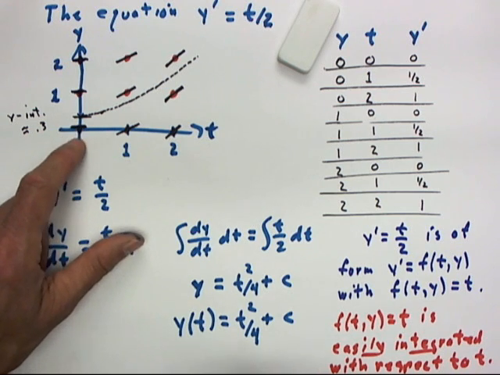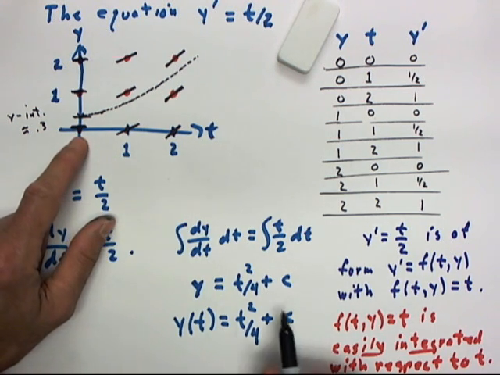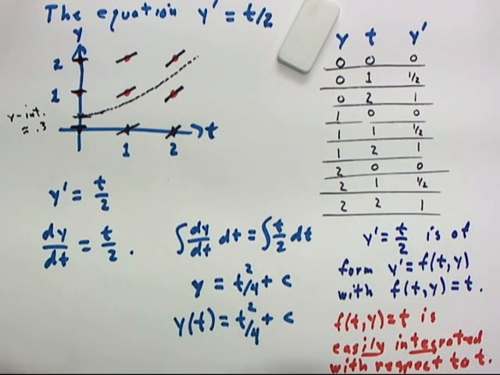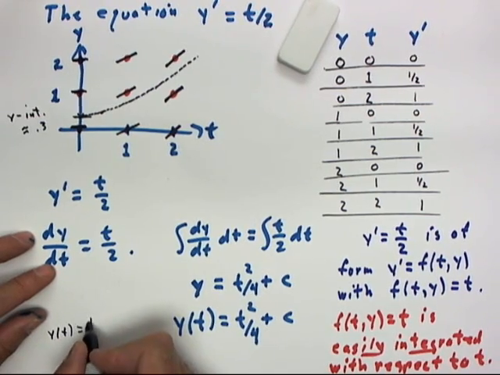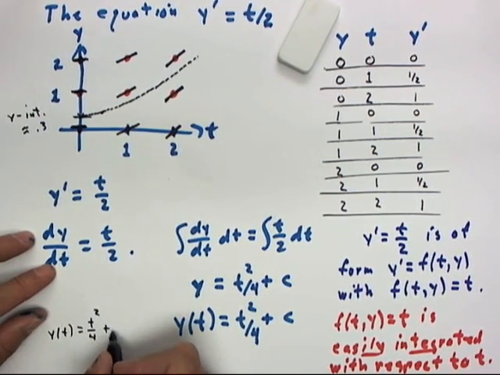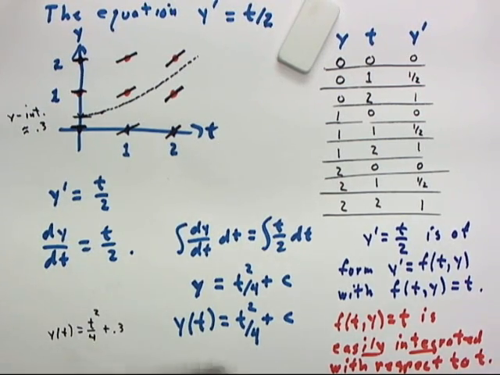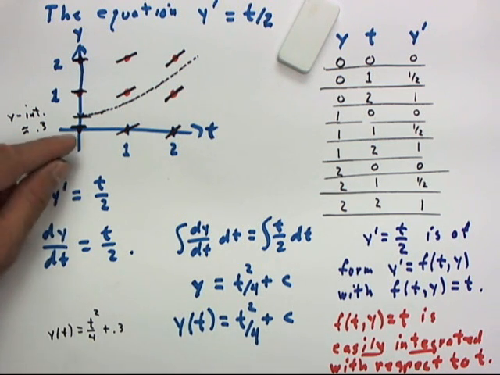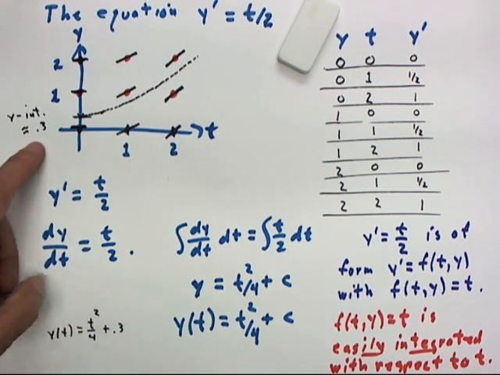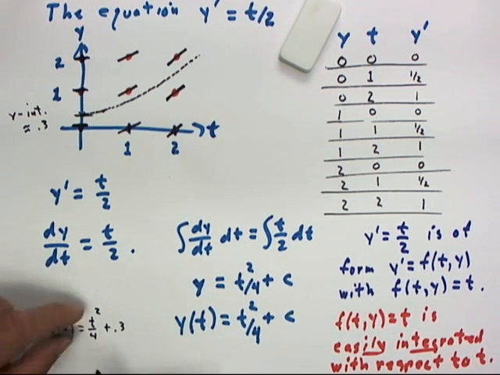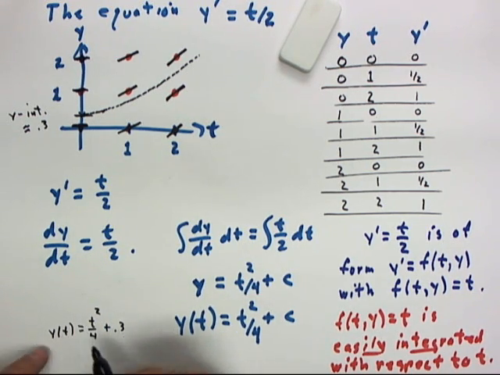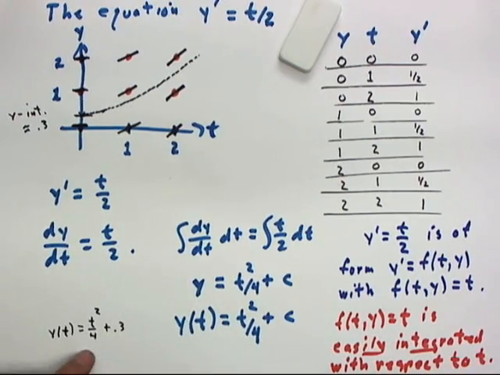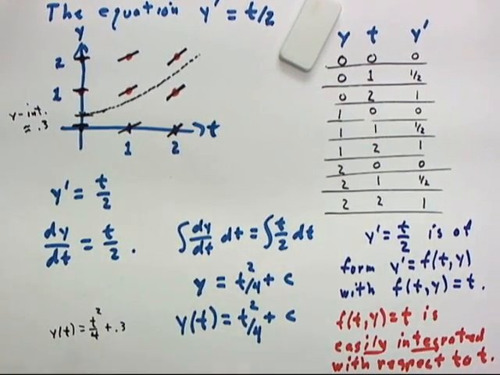If when t equals 0 this function is equal to 0.3, then we know that our solution should be y of t equals t squared over 4 plus 0.3. There's a formal way to write this out, but we know this simply because if y of 0 equals 0.3, then when t is 0, t squared over 4 doesn't contribute anything, and we have to have 0.3. So we conclude that this function should be one of our solution functions.